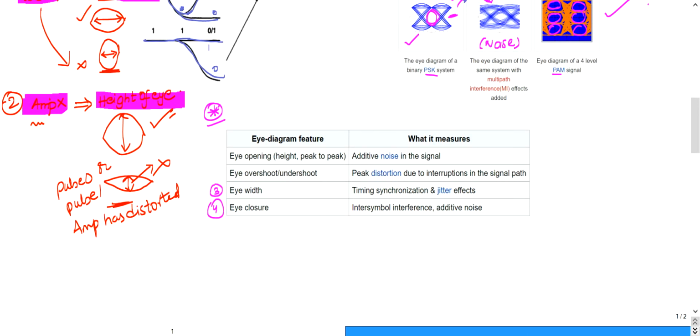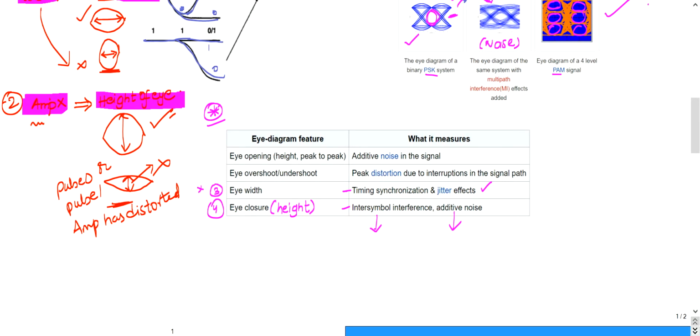Eye width, I already told, indicates timing, synchronization and jitter effects that you can notice with the help of the width of the eye. Then eye closure is the same as eye height. Based on the height of the eye you can conclude how much noise has entered. If the height is short, then you can say there is a lot of ISI. If it is larger, then you can say there is no ISI. So based on the height of the eye you can conclude intersymbol interference and additive noise. Based on the width of the eye you can conclude timing, synchronization and jitter effects.